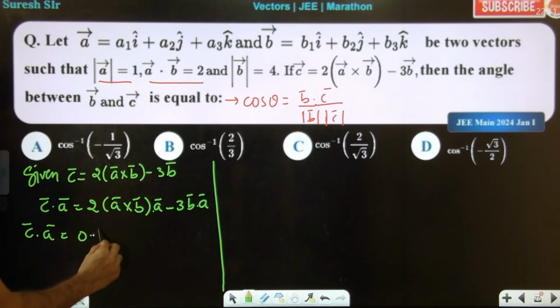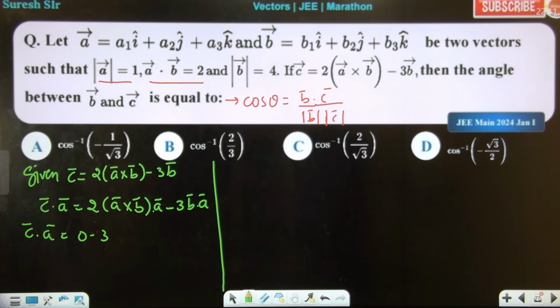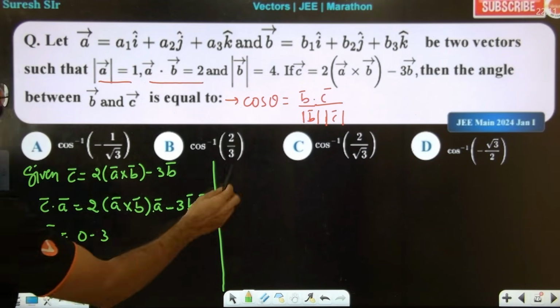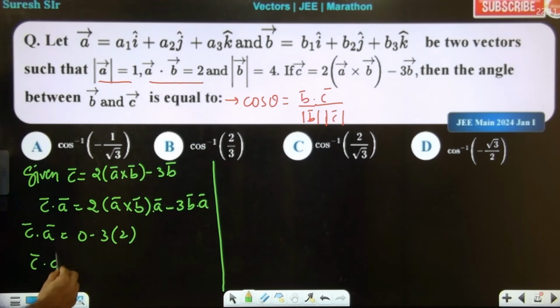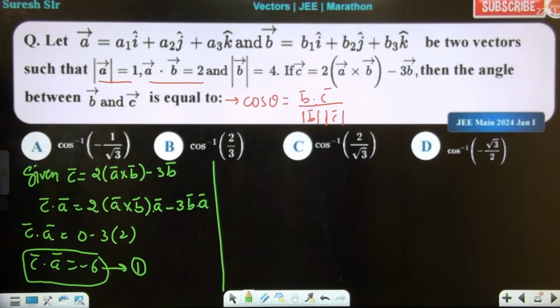This is going to be 0 minus 3 times of what, sir? A dot B is what, sir? A dot B, they have given us 2. So C dot A is equal to minus 6, I got. Keep it aside. Consider this as equation number 1. Or else no problem, let it be as it is.